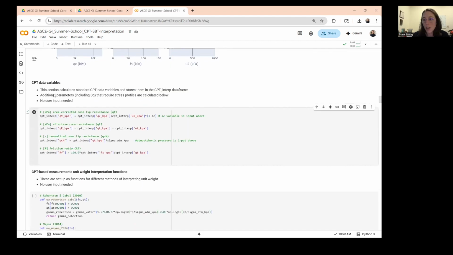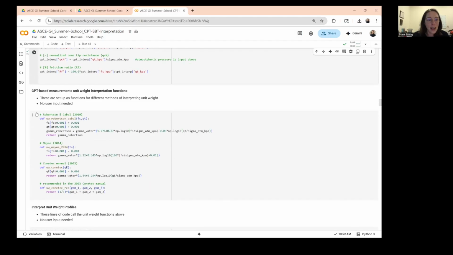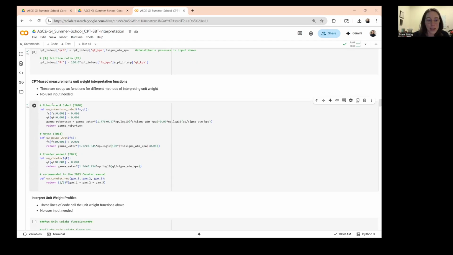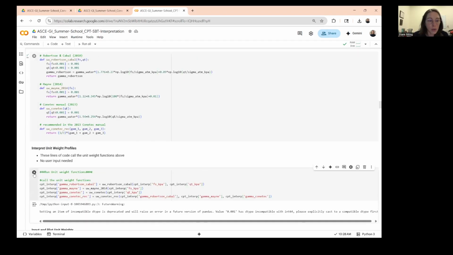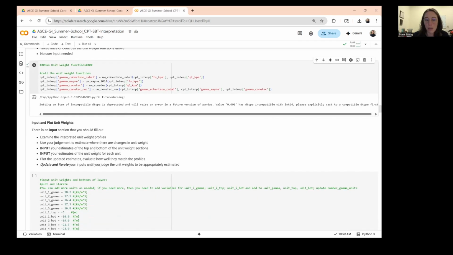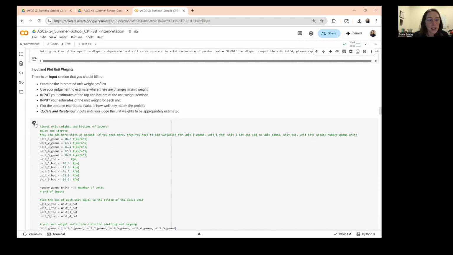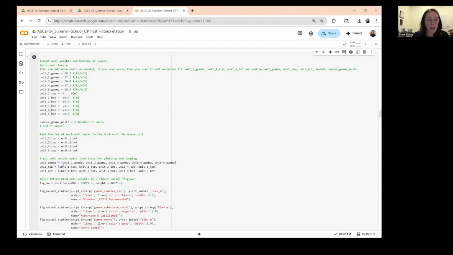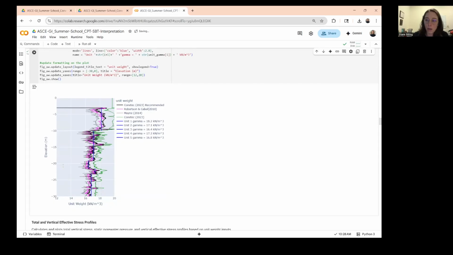Continue moving through. There's descriptions at the top for what each kernel does. And there should also be a note whether you, as a user, need to input something or can input something. Move through. These are functions for interpreting unit weight based on the CPT data. Here, there are some inputs. And in this case, you can make changes and input different unit weights and different depths that those unit weights correspond to. It also plots out the unit weights.